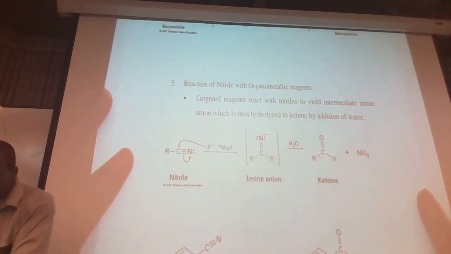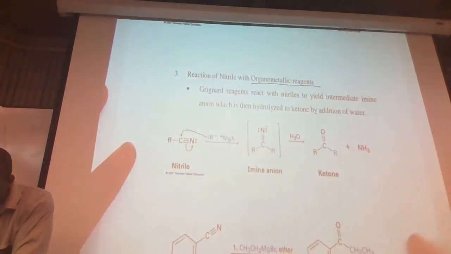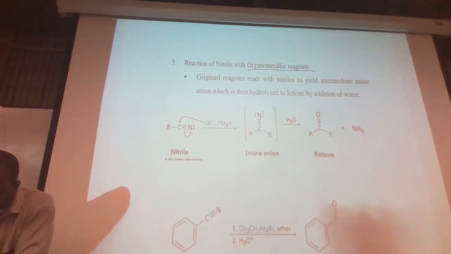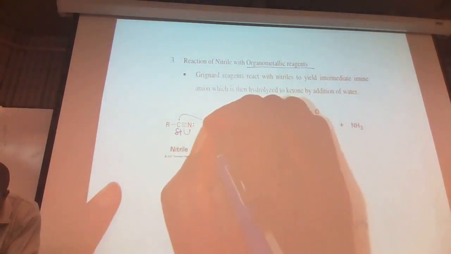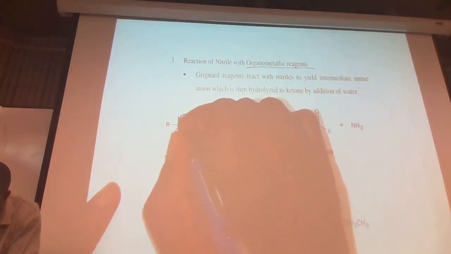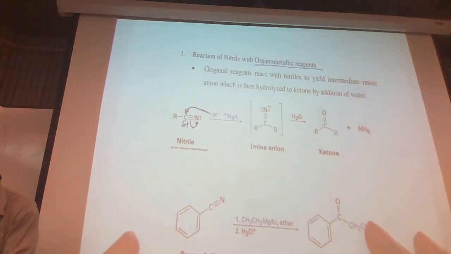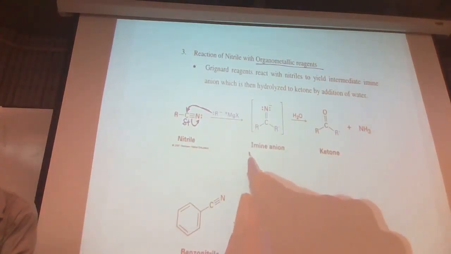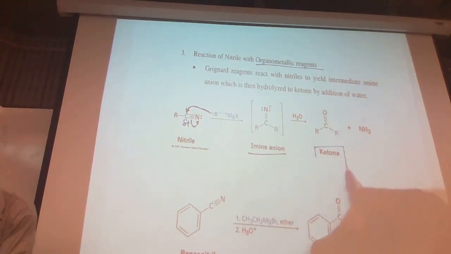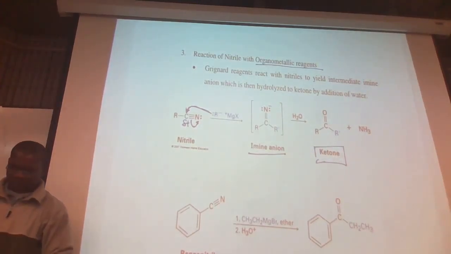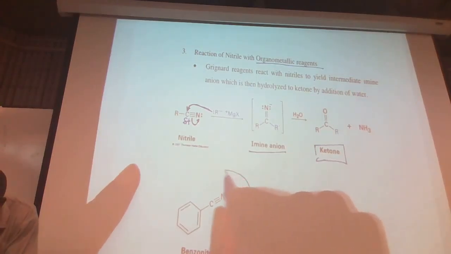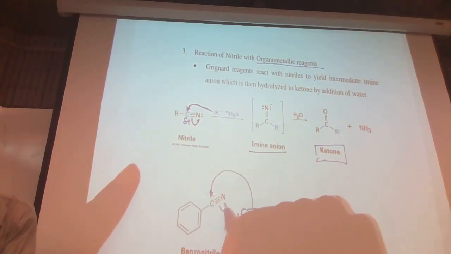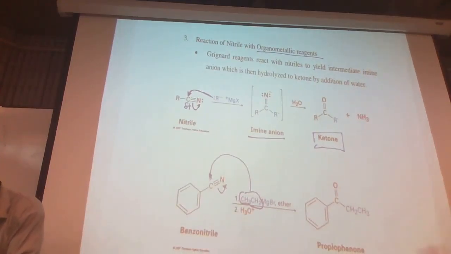Nitriles can also react with organometallic reagents like your Grignard reagents, because the nitrile carbon is electrophilic. So your Grignard reagent is going to act as the nucleophile, and you get an imine anion which is hydrolyzed to ketone. So alkylation of nitrile will always give you a ketone.